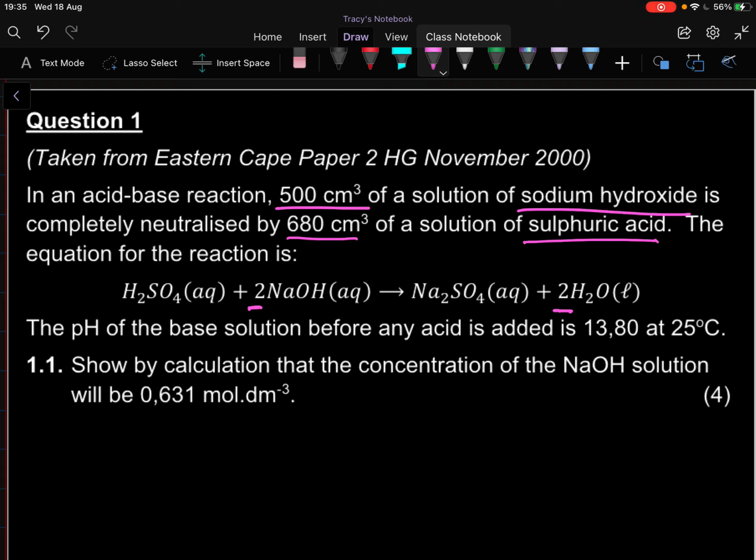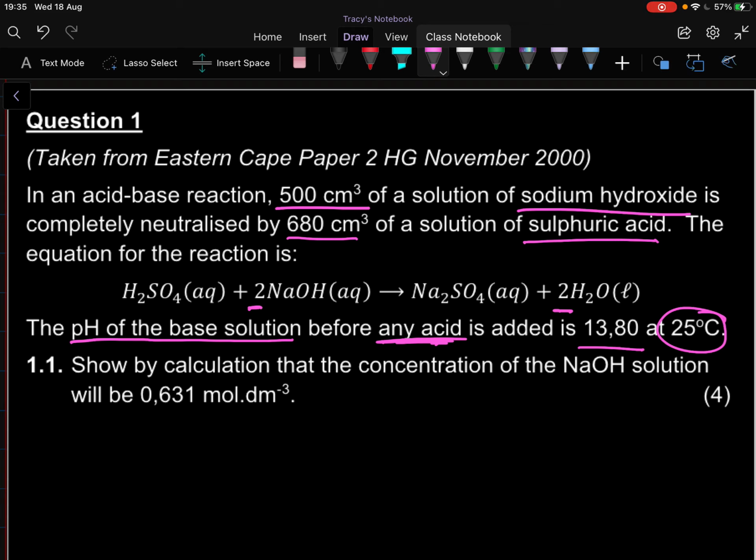Then they tell you the pH of the base solution before any acid is added is 13,8 at 25 degrees. Now, the only reason why we're giving you a temperature is because the ionization constant for water is temperature dependent, because it's an equilibrium constant, and we know equilibrium constants are temperature dependent.